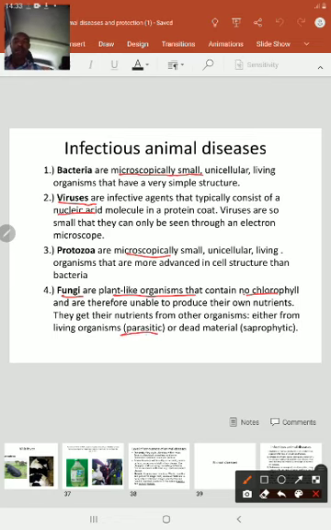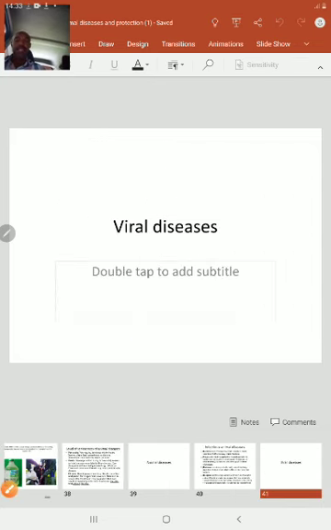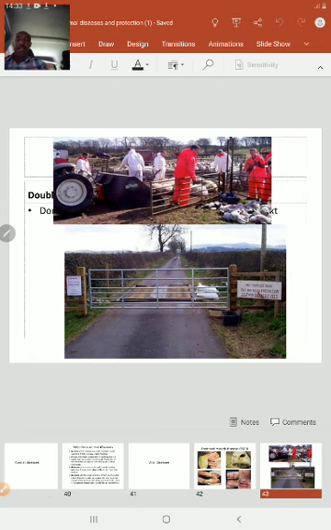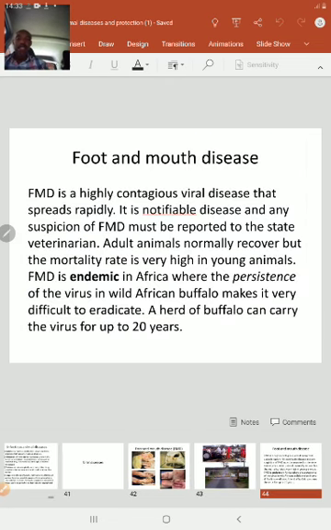depend. They can live parasitical or saprophytic, ne? Because they cannot make their own food. So, number one, we have foot and mouth disease. As you can see there, the blisters on the feet and the mouth. Look at what it can cause. You see the animals are just dead.